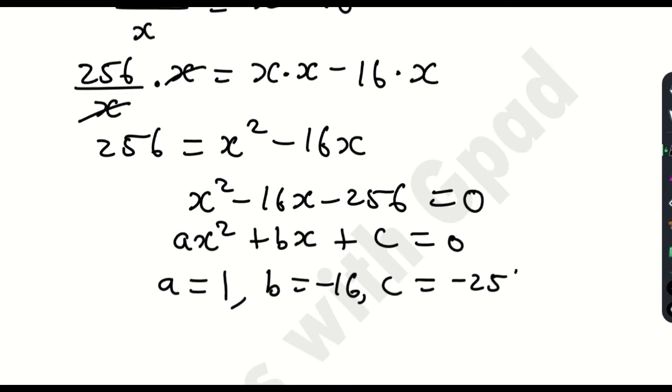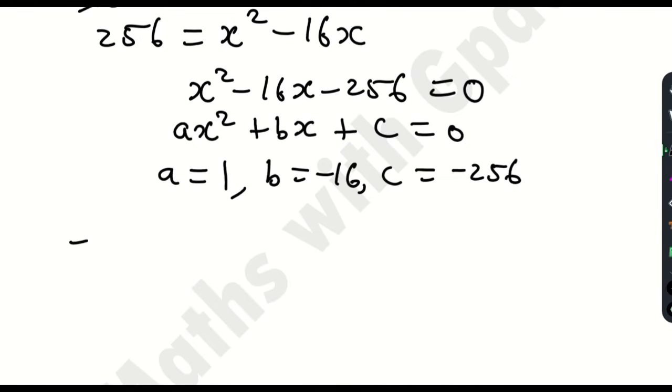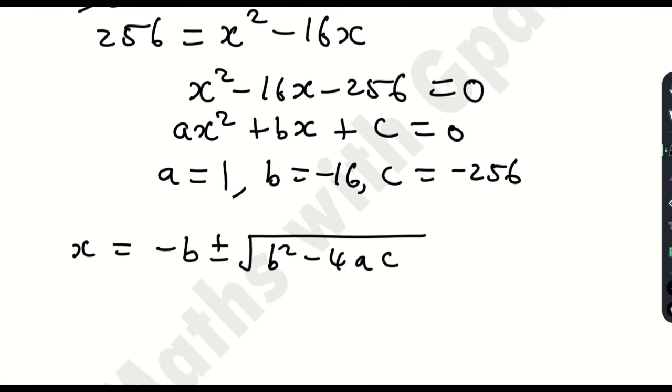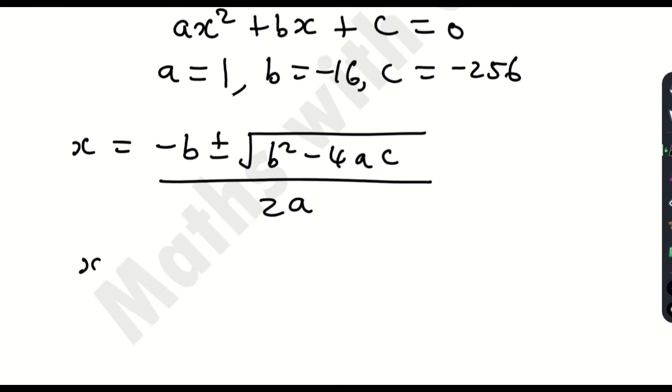Negative 256. Let's bring in the formula, which is what? x is equal to negative b plus or minus the square root of b squared minus 4ac, all divided by 2a. We have the values for a, b, and c. We'll plug them into this formula.